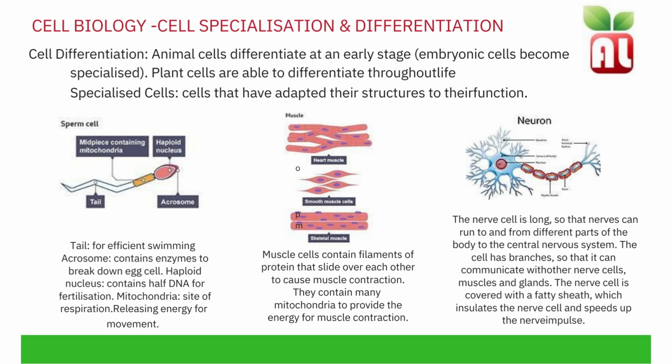An example of this is that you can cut down a plant and it will regrow. However, in an animal, if you were to amputate a leg, for example, it would not regrow. And this is because the cells in an animal will not differentiate throughout life. Specialised cells are those that have adapted their structures to their function.